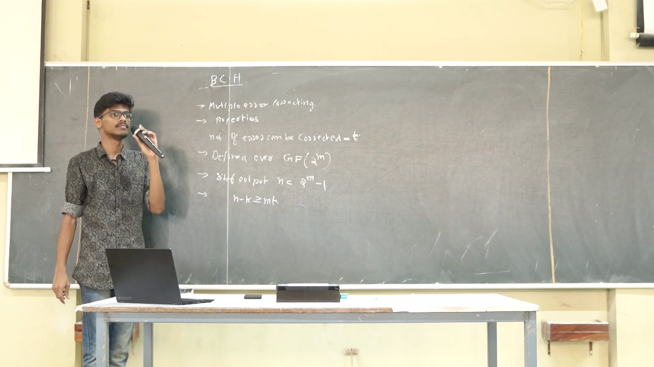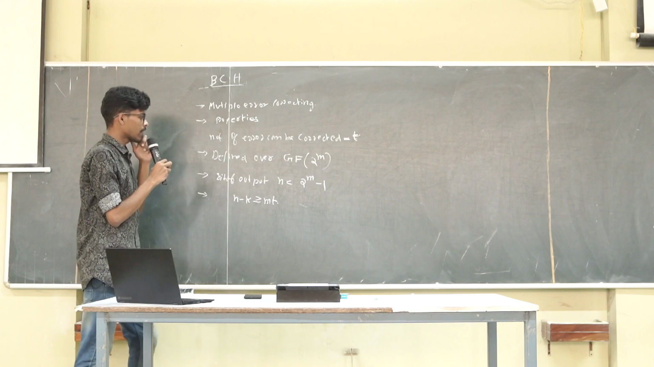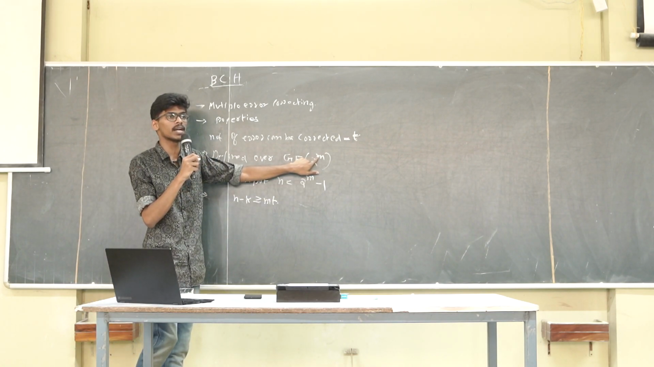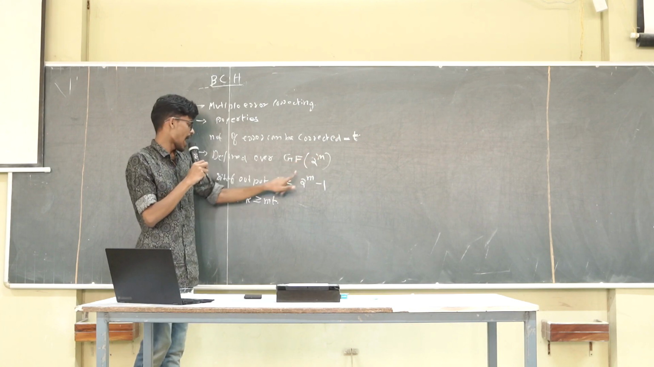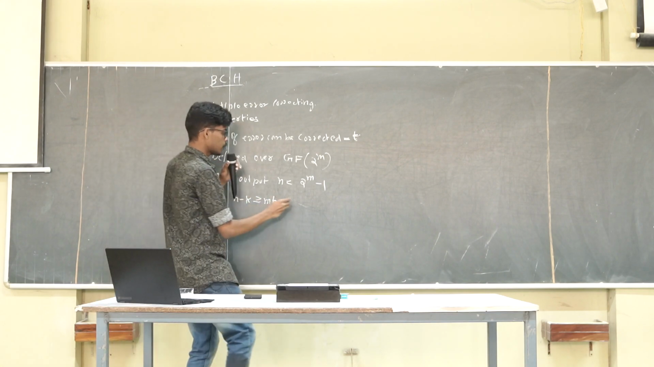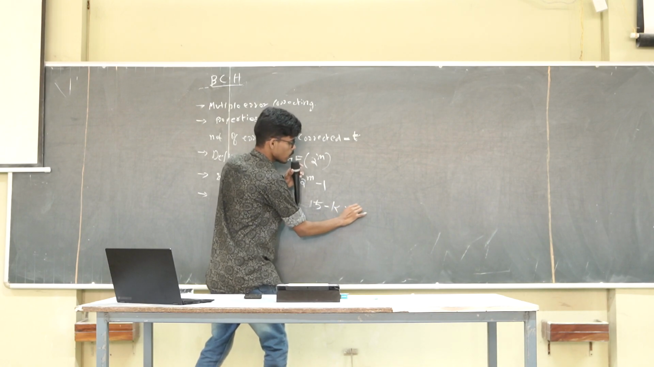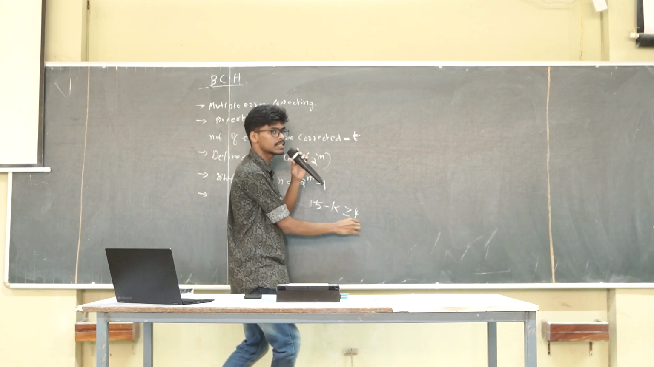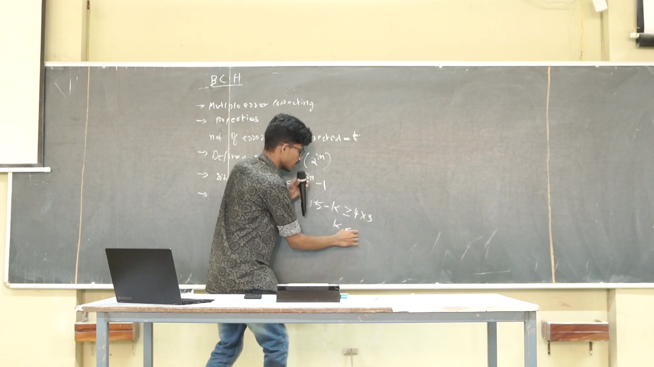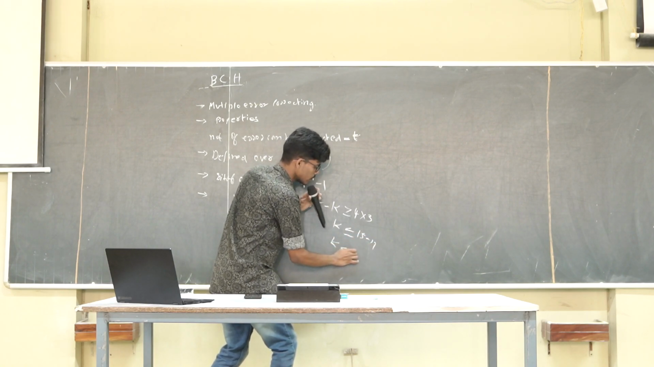What is t? The number of errors corrected. And what is m? The extension. So for GF(2 to the power 4), what is m? 4. And what is n? 15. So 15 minus k can be greater than or equal to 4 into, for a 3 error correcting code, 3. So k can be at most 15 minus 12, so k can be less than or equal to 3.